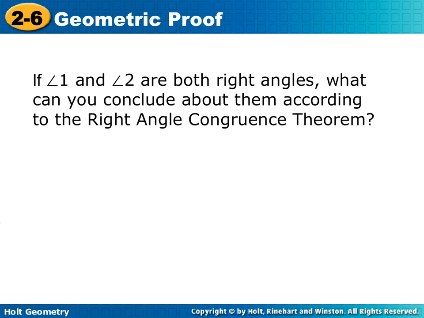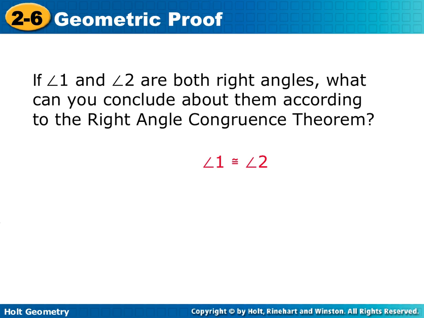So a simple example, if angle 1 and 2 are both right angles, what can you conclude about them according to the right angle congruence theorem? And how do you write that? Angle 1 equals, smoothly on top, okay, angle 2. Correct. Okay, so it's just a simple: they are congruent.